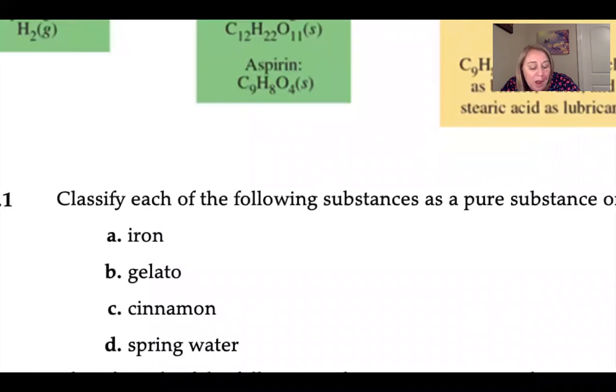Okay, so iron. Iron you're going to find on the periodic table, that's Fe. Fe is iron. So it's one atom. So that must be a pure substance.